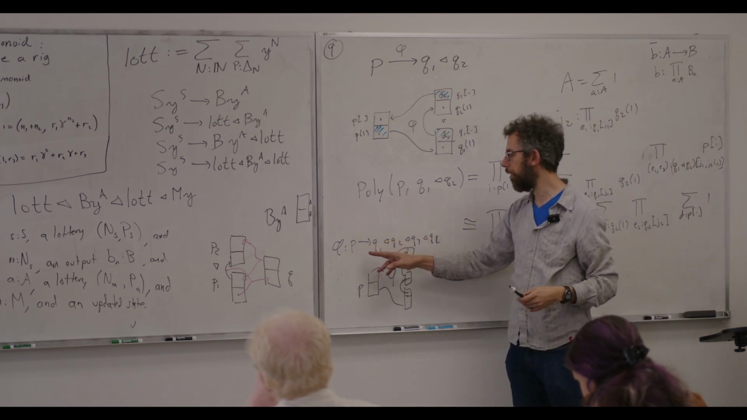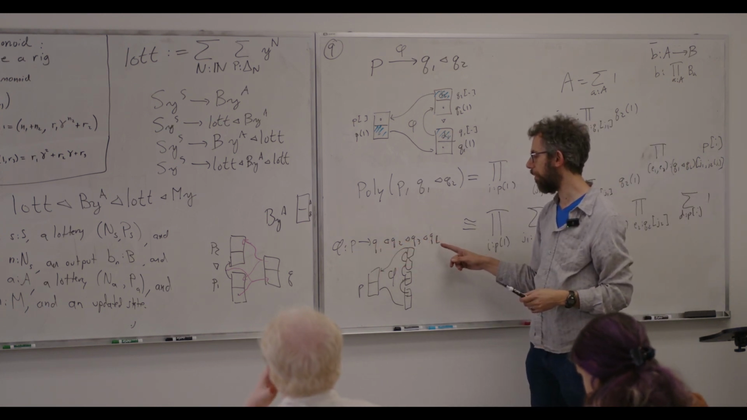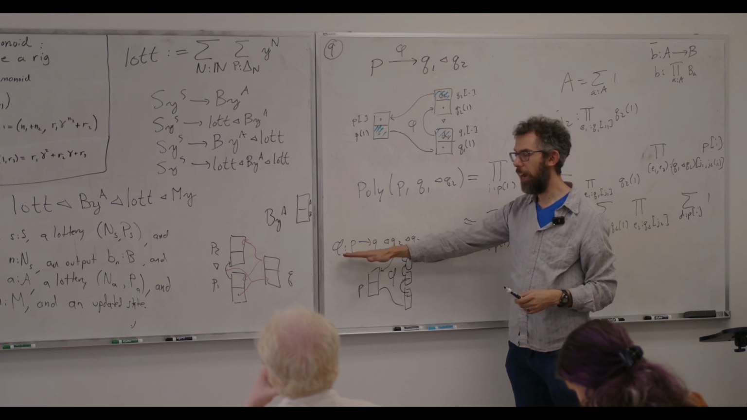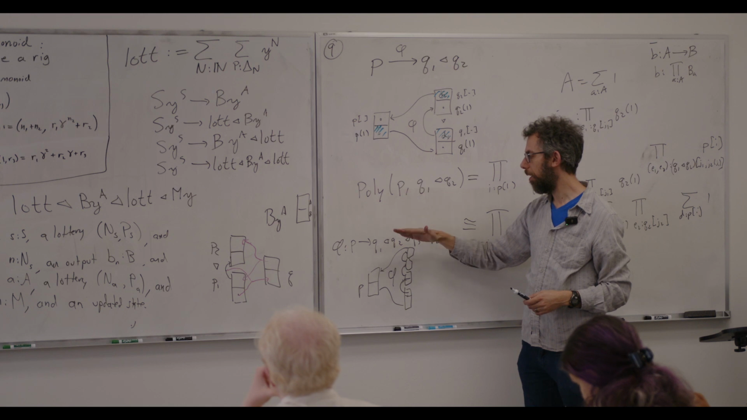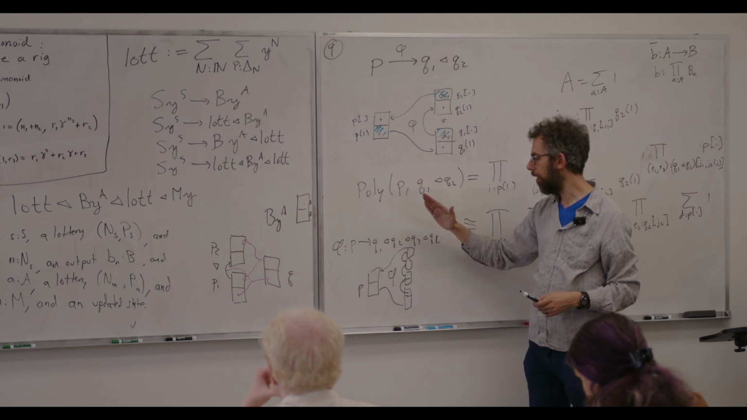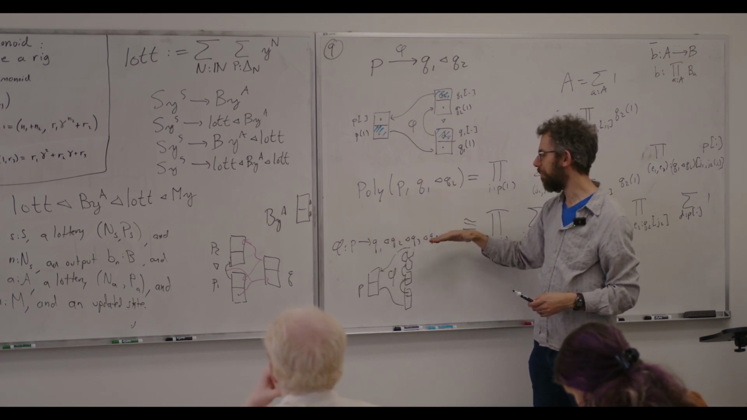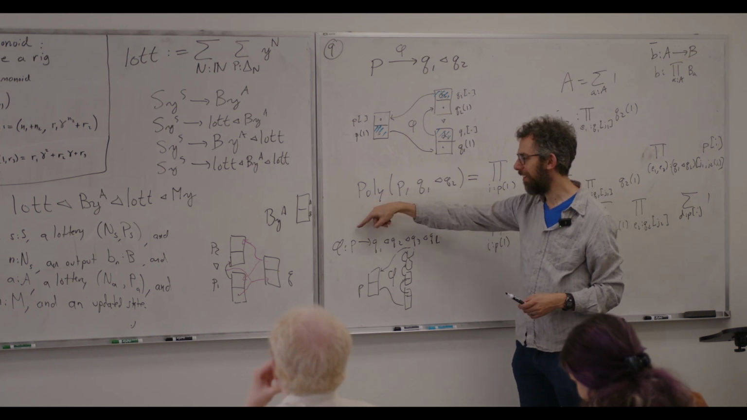A map from P to Q1 compose Q2 compose Q3 compose Q4 is, for every position of P, a position of Q1, and for every direction there, a position of Q2, and for every direction there, a position of Q3, for every direction there, a position of Q4, for every direction there, a direction of P.